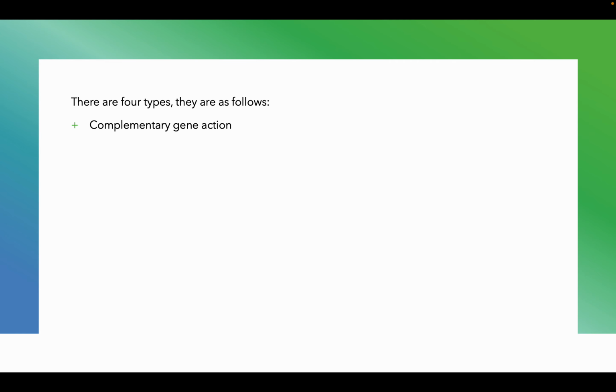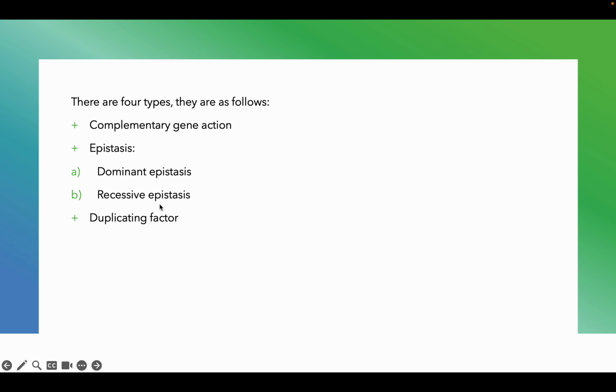The first one is complementary gene interaction, in which two genes complement each other to produce a single phenotype, and we are going to talk about it in a later video. Epistasis means one gene is masking or hiding the expression of another gene. It can be dominant epistasis or recessive epistasis, which means the dominant gene is hiding the expression of the recessive one, or vice versa.